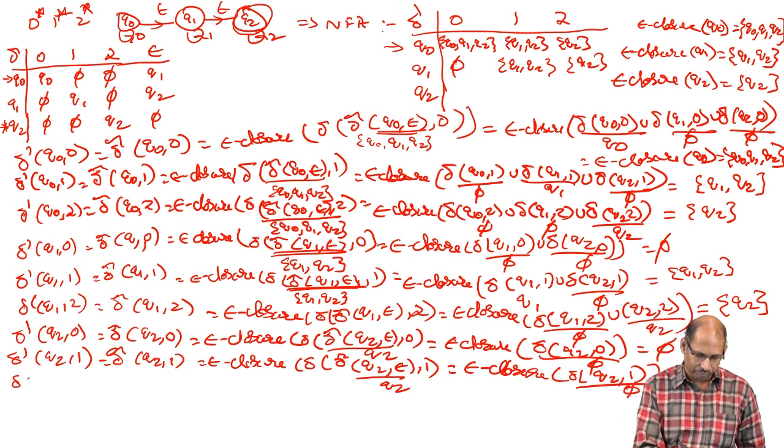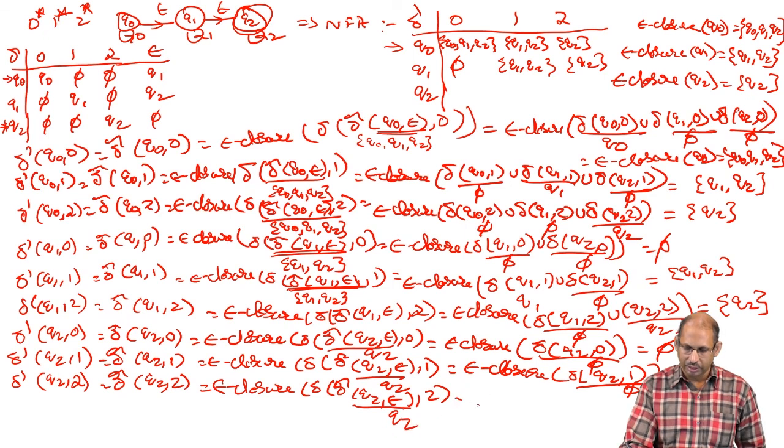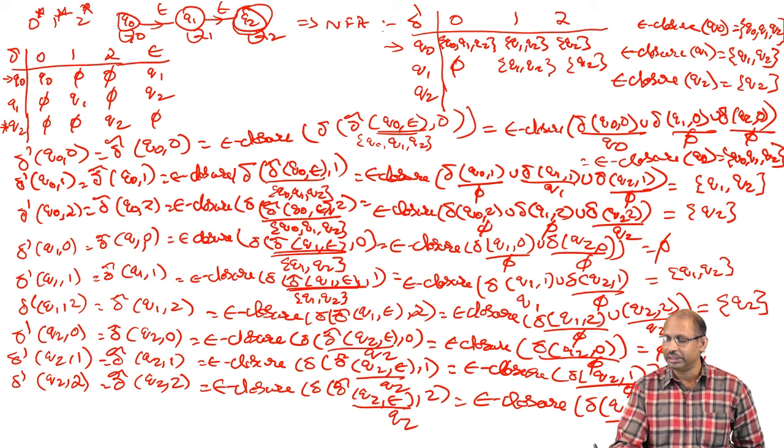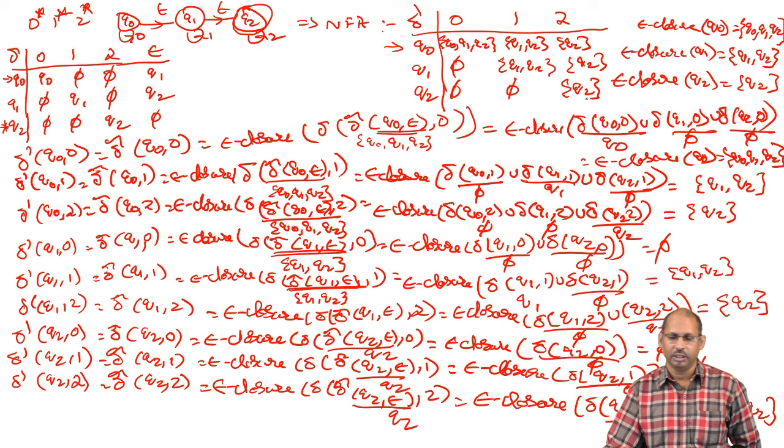Then, the final one, Q2 on 2: the string transition function of Q2 on 2 is epsilon closure of the transition of the string transition of Q2 on epsilon followed by 2, which is just Q2. Then epsilon closure of the transition of Q2 on 2, which is just Q2. So the result is Q2. So here this one is phi, this one is phi and this one is Q2.